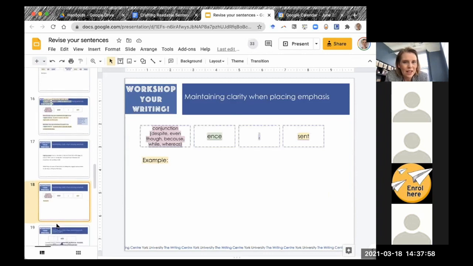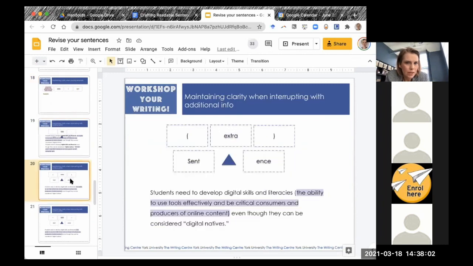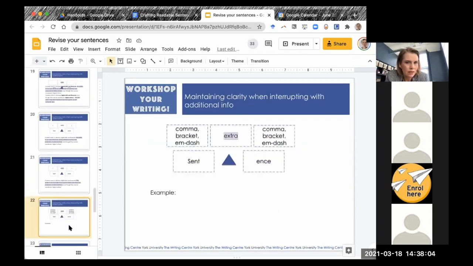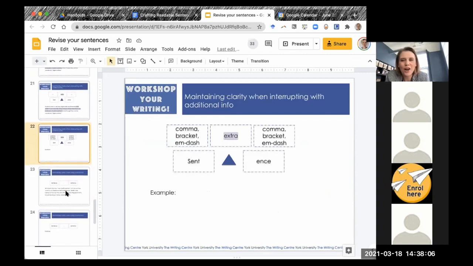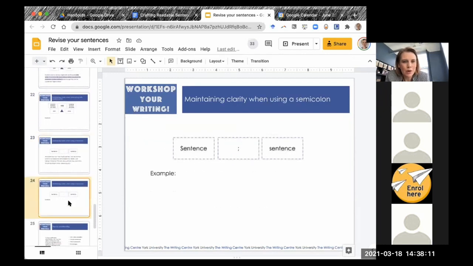Okay, so let's jump, where am I? We did this. Oh, thanks to the dictionary. Let's talk about semicolons.